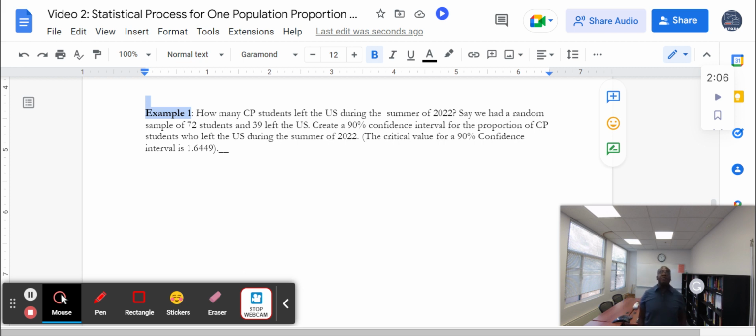So say we have a random sample, ideally it's a random sample, 72 students, right? Of which 39 left the United States. Okay, create a 90% confidence interval for the proportion of CP students, Cal Poly students, who left the US during the summer of 2022. Okay, so we're going to give you the critical value, as I said. The critical value here is 1.6449. Okay, so pause the video and go through these questions.